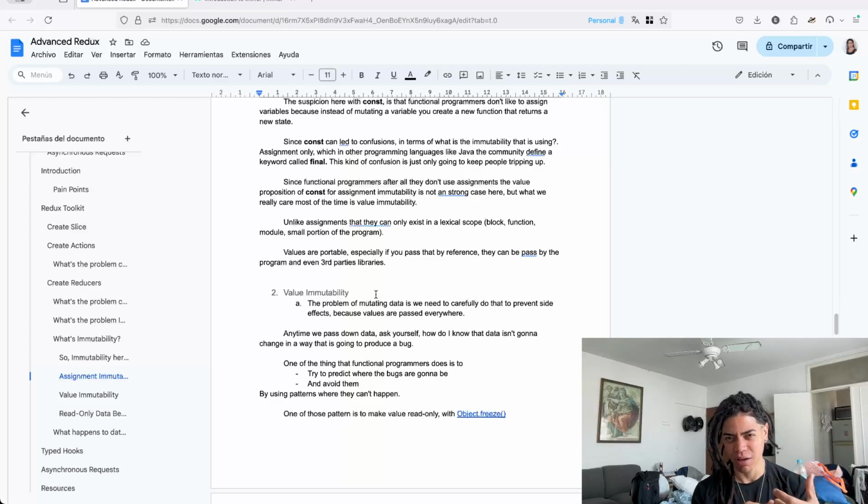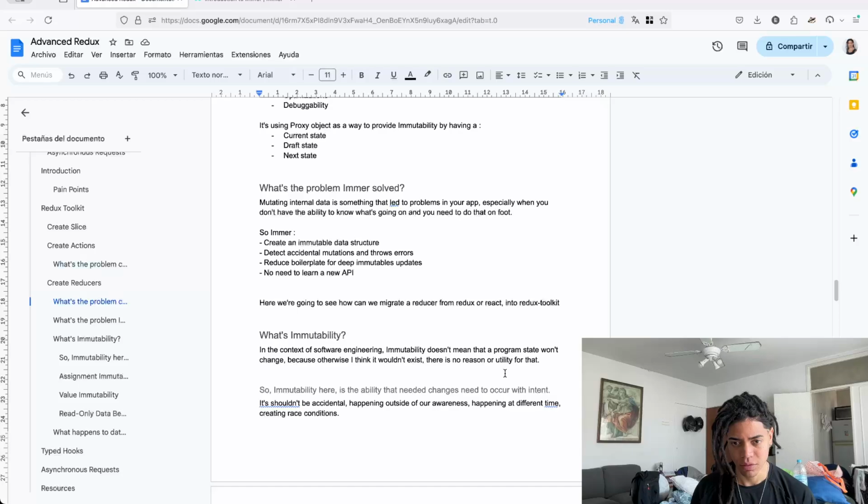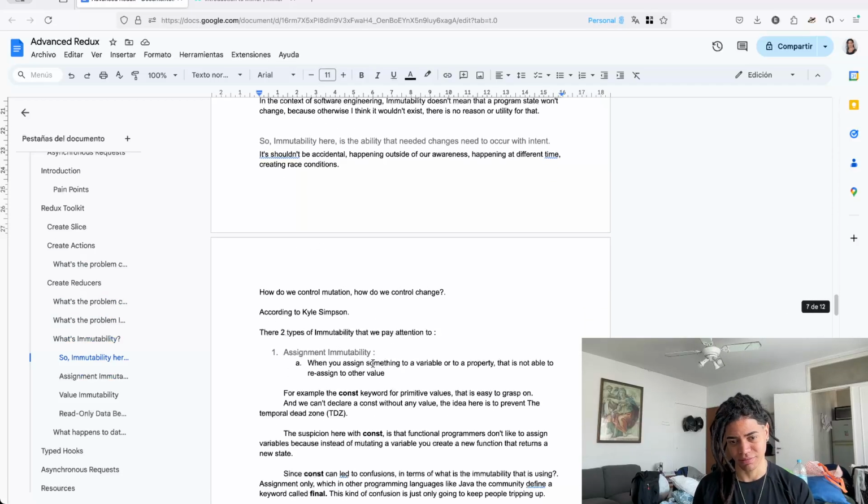That's the idea of this. That's the idea of immutability here: that needed change that needs to apply to data must occur. It is a must. It needs to occur with intent.